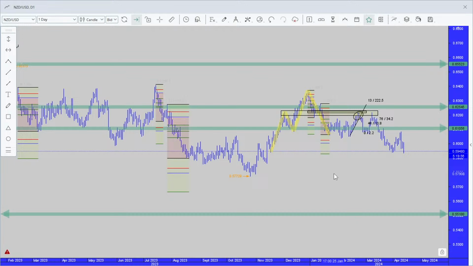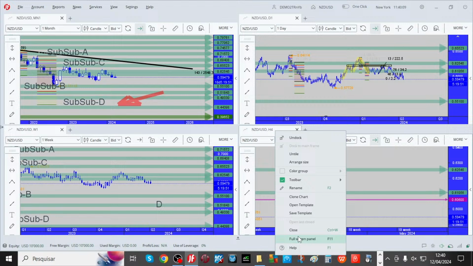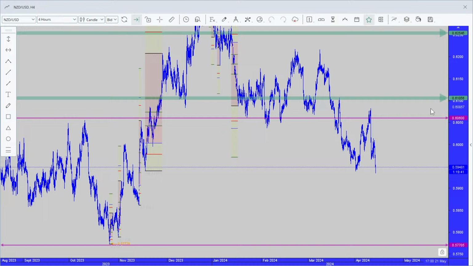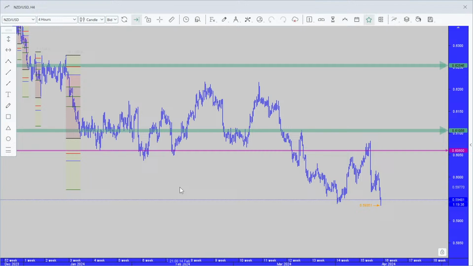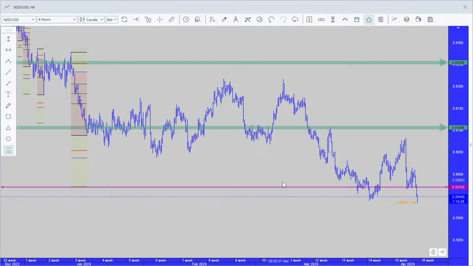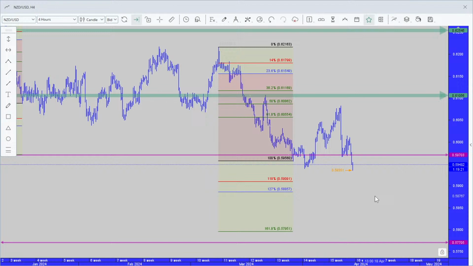Yes, 4 hour too. I'm not sure if I have it on. Give me a second, everybody. And so this is the 4 hour Fibonacci. There you go. Hit the extension. Give me a second. Green goes to green. So the Fibonacci is now, this would be the new one. See how this goes?